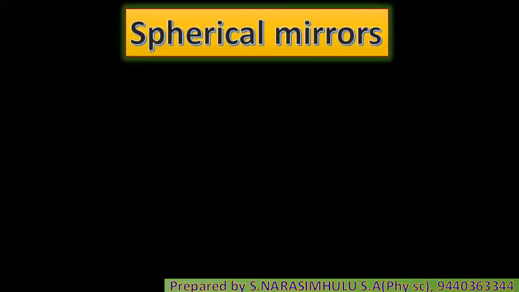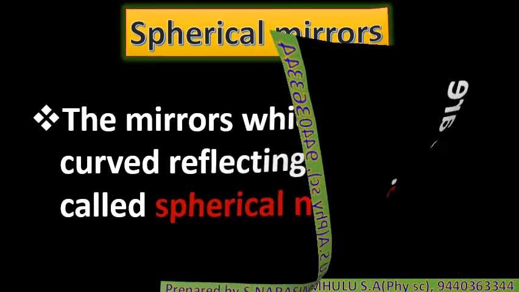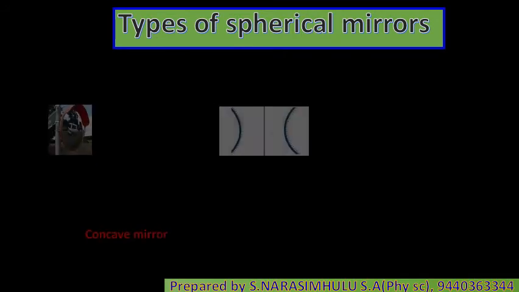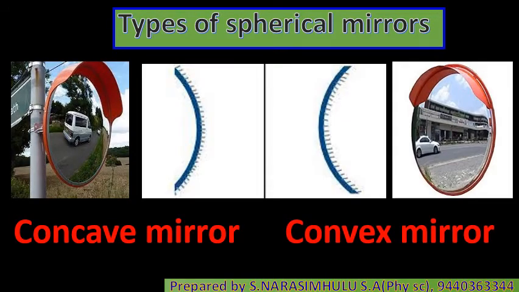Spherical mirrors. The mirrors which contain curved reflecting surfaces are called spherical mirrors. Types of spherical mirrors. There are two types of spherical mirrors. Number 1, concave mirror. Another one, convex mirror.